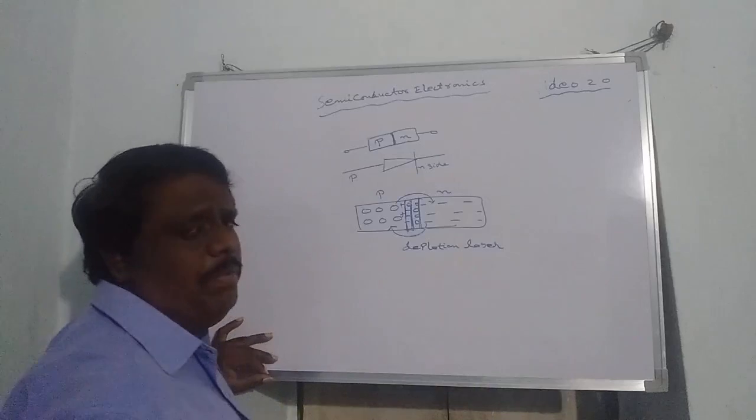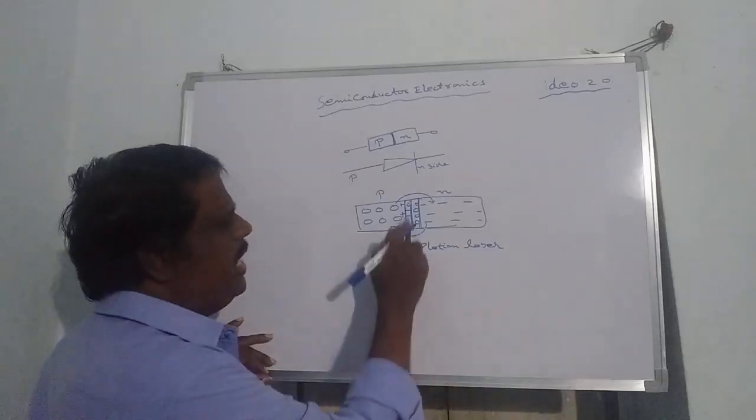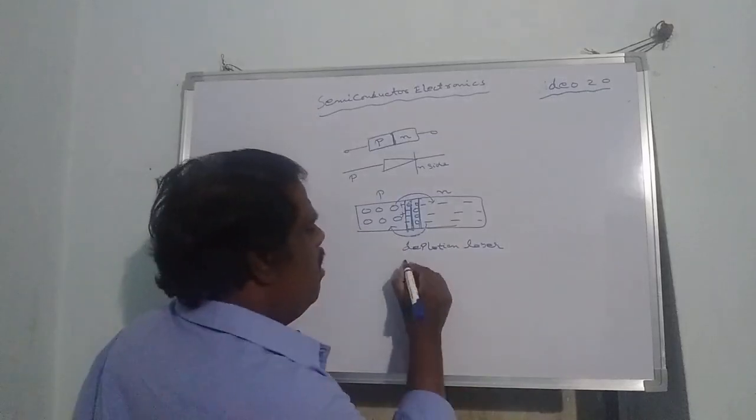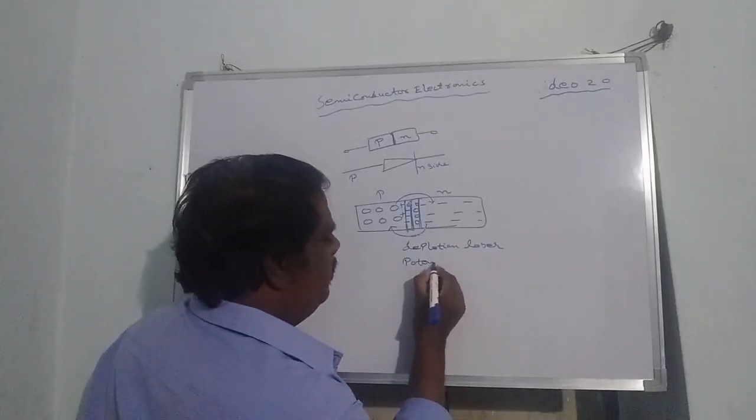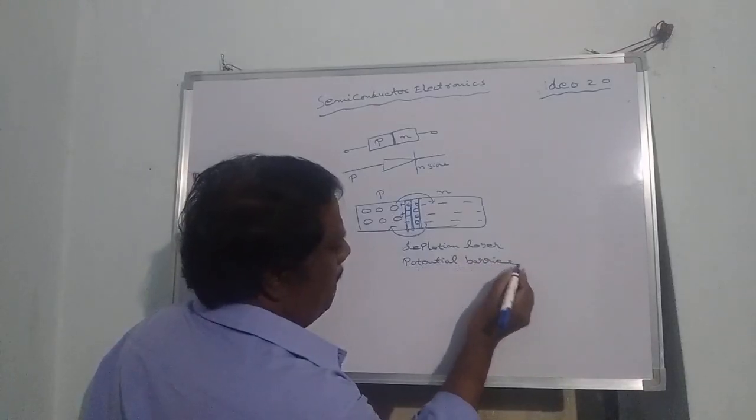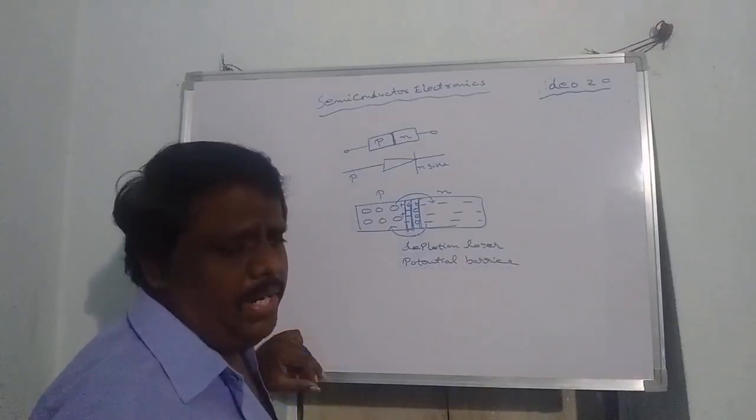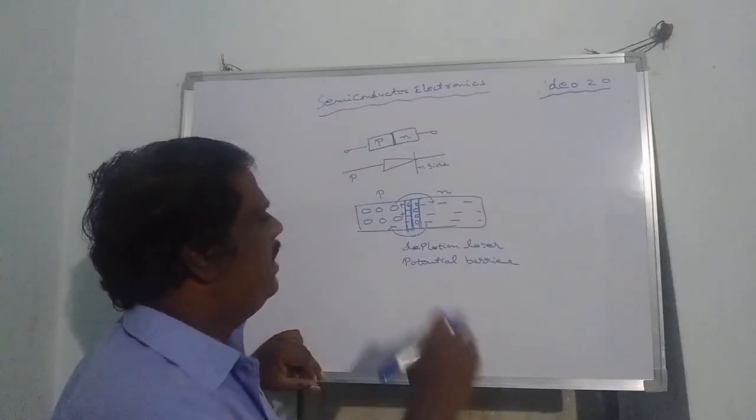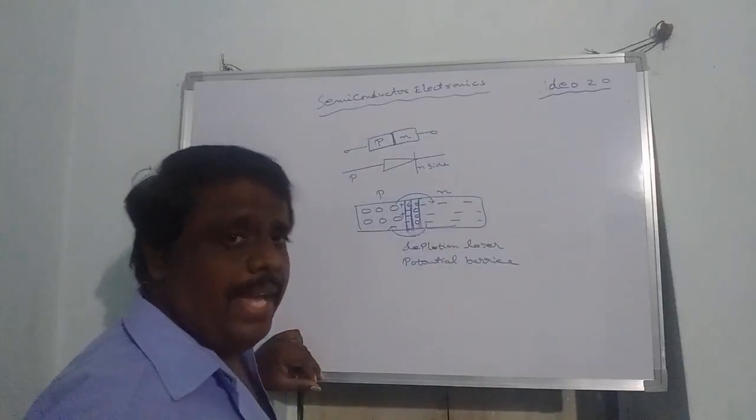It is free from mobile charge carriers. The potential developed across this depletion layer is called the potential barrier, or barrier potential. This barrier potential stops further diffusion of holes and electrons.